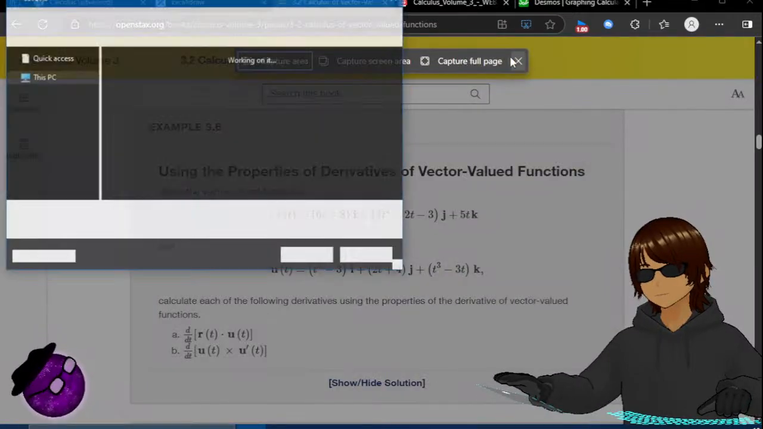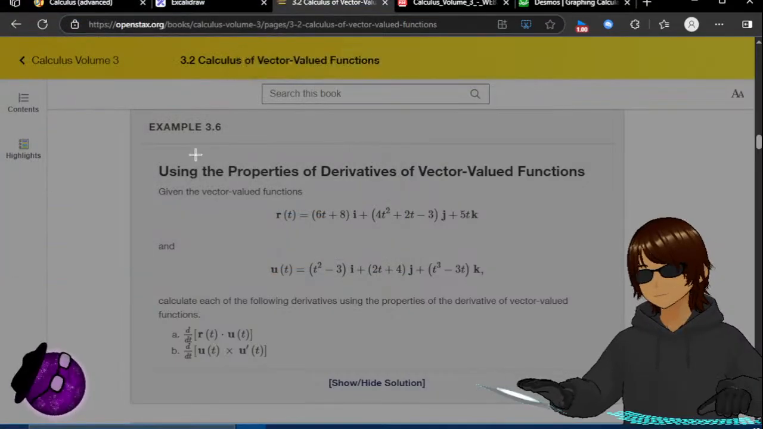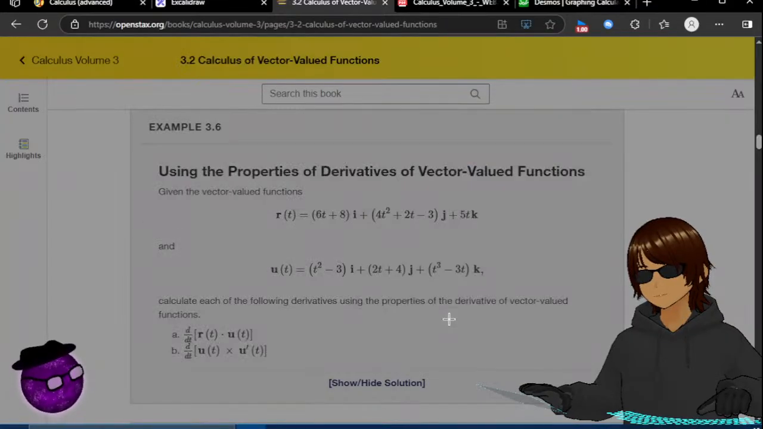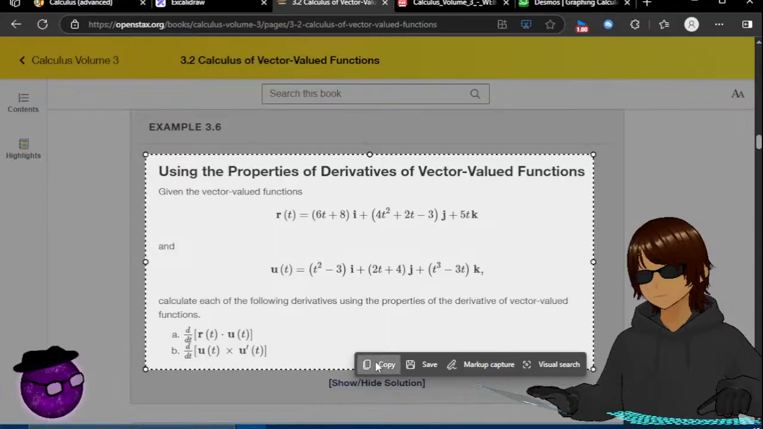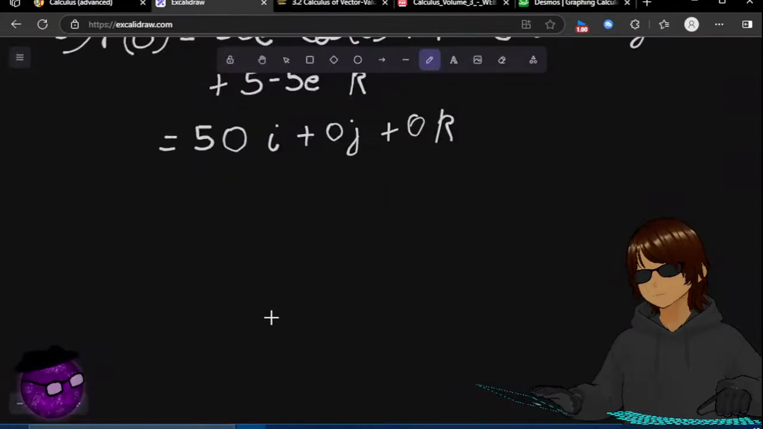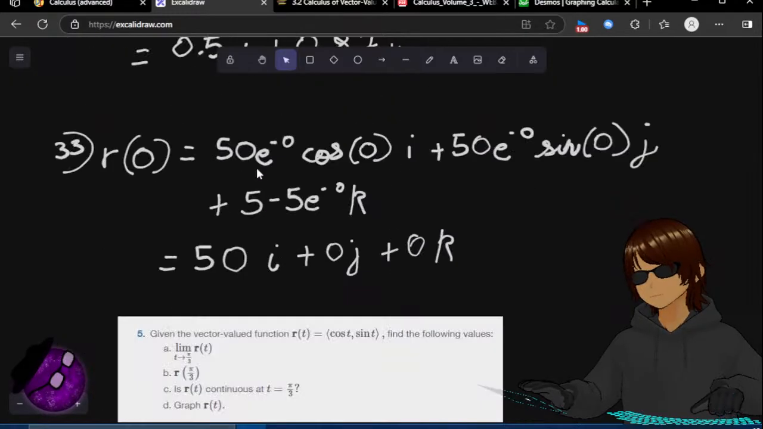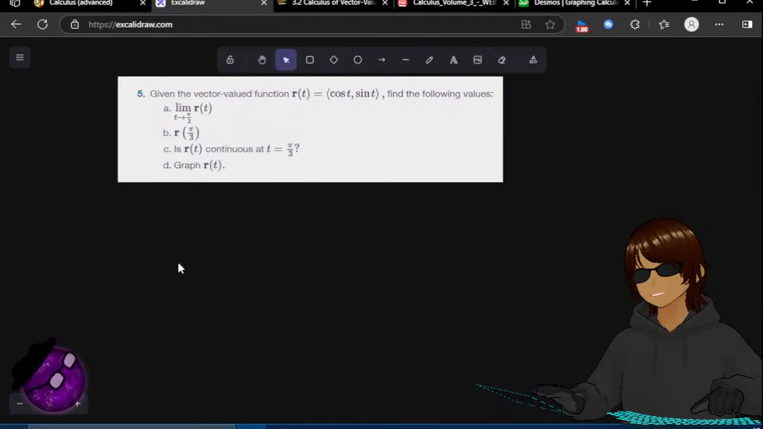So let's... why is it so slow? Do example 3.6.